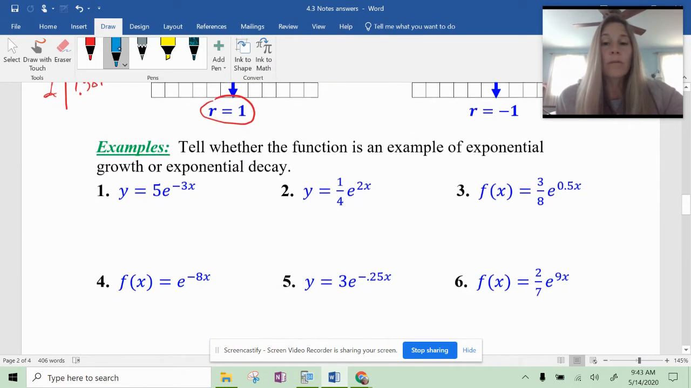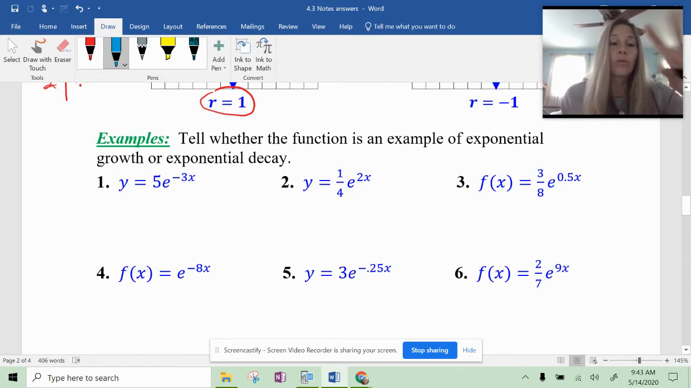Okay, so tell whether the function is an example of exponential growth or decay. So again, as far as the a value is concerned, just like we did in the last two lessons, that a must be positive technically for it to be any sort of exponential growth or decay, because you've got to start with something, right? All of these have a values that are positive, so you don't have to worry about any "neithers" popping in here.